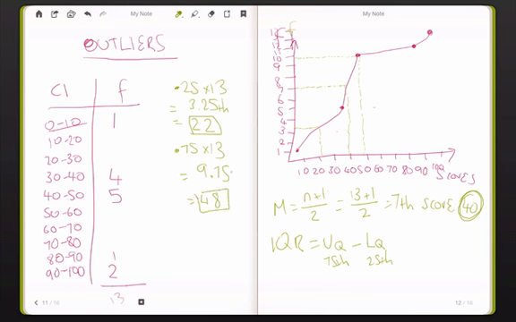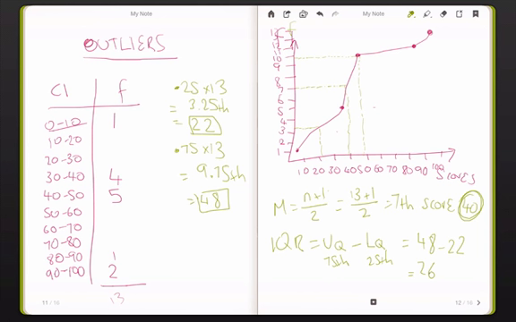Okay? So our interquartile range is the big one minus the little one. So that's 48 minus 22. So our interquartile range is 26. Okay? This is our interquartile range.